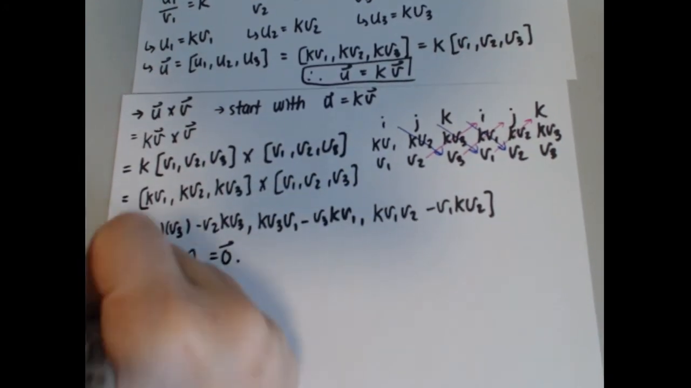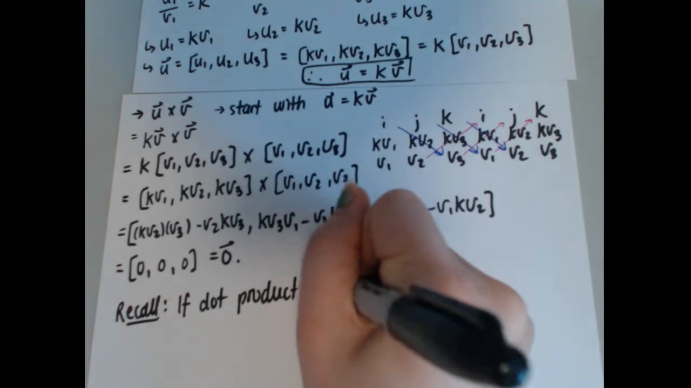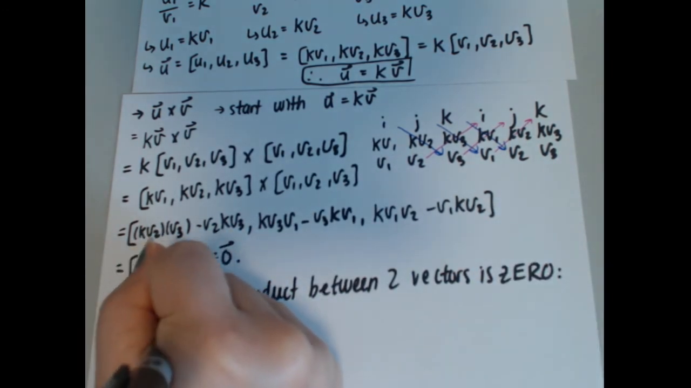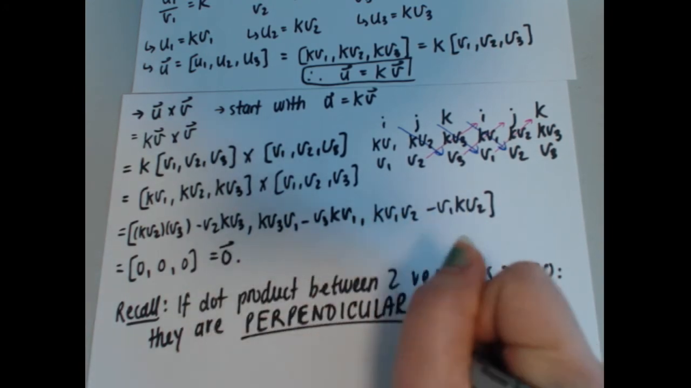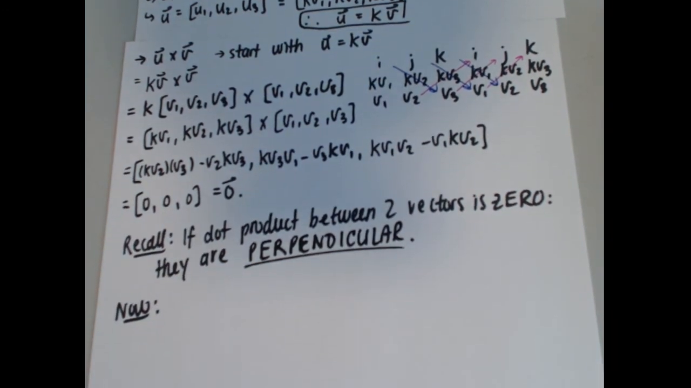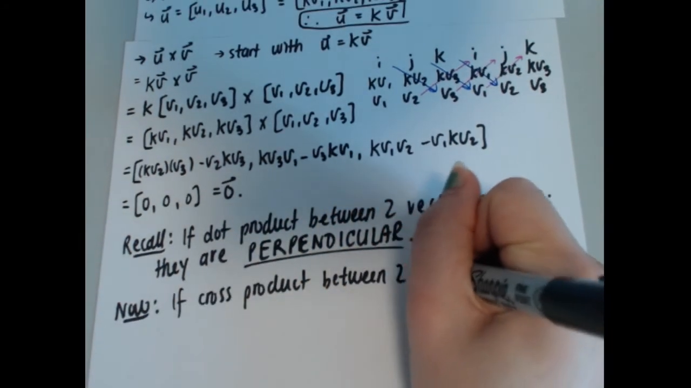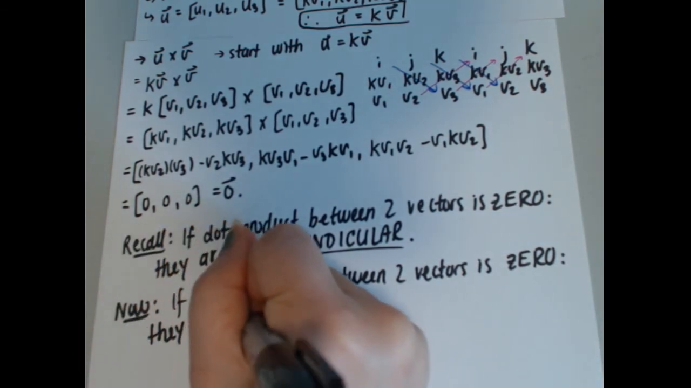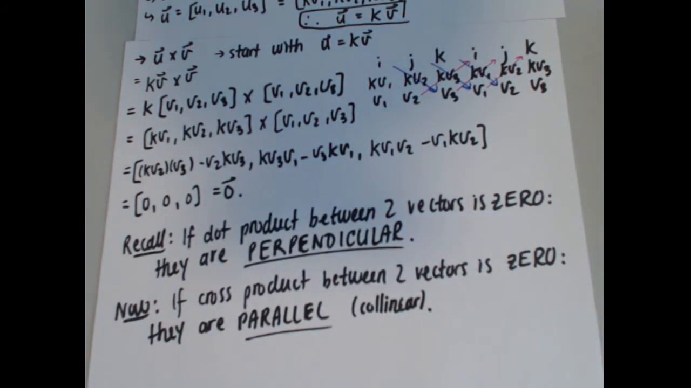So I want to put here a little bit of a summary. Recall, if the dot product between two vectors is 0, what does this mean? They are perpendicular. So that gave us a really important piece of information. Now what we have just seen is that if your cross product between two vectors is 0, that means they are parallel or they are collinear. Okay, so those are two very important properties.